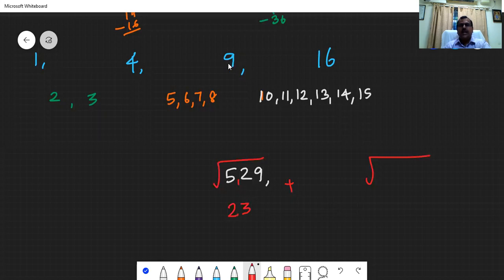Like that, 9 is there. If I add 9 plus how much? 1, 2, 3, 4, 5, 6. If I add 6, I can get an extra square number. Or 6 plus 1, 7. If I add 7, I can get an extra square number. Like that. How much to add to get an extra square number?